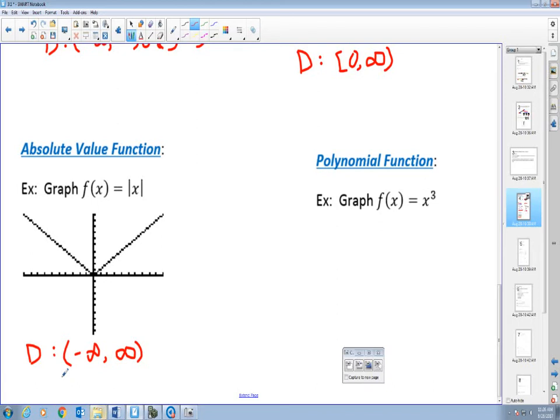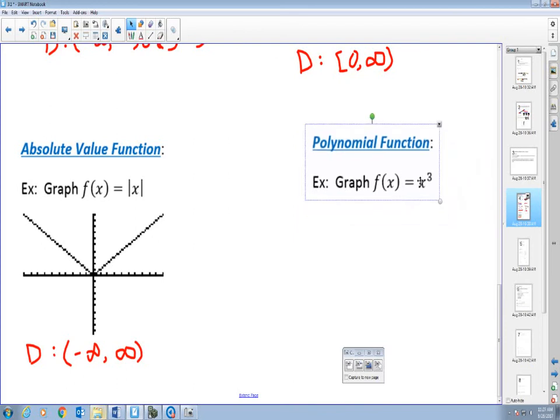All right, I picked this particular polynomial function because there are other ones. I'm just using x to the third here for polynomial functions. The textbook actually calls these the form ax to the n power. That's referring to polynomial functions. So x to the third power is called a cubic function.